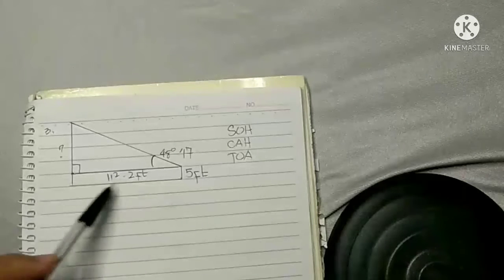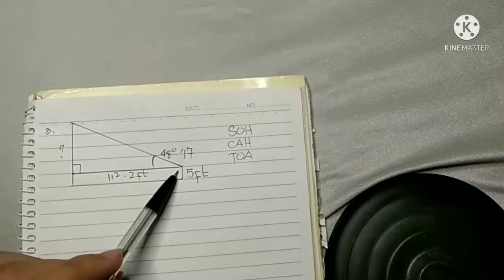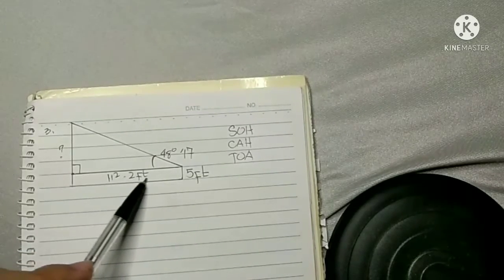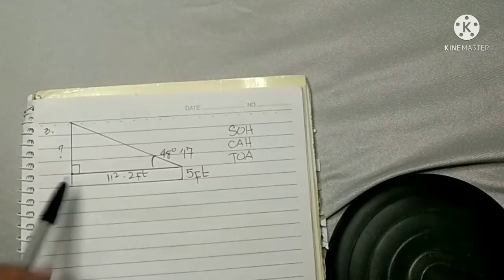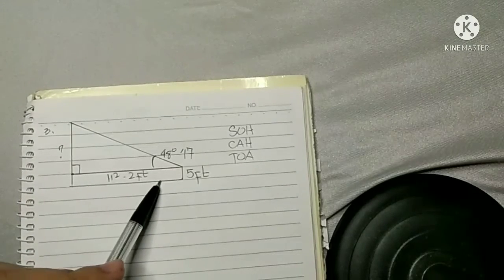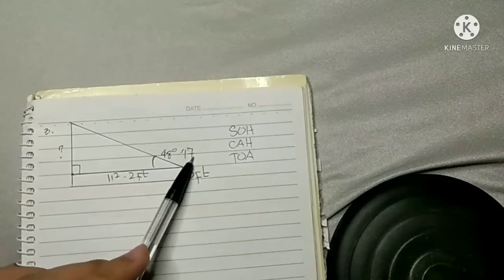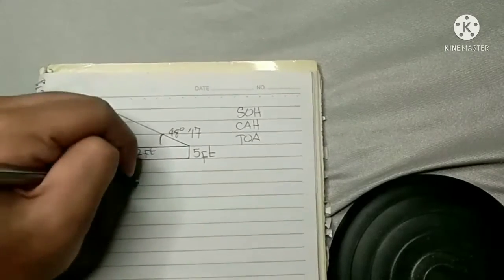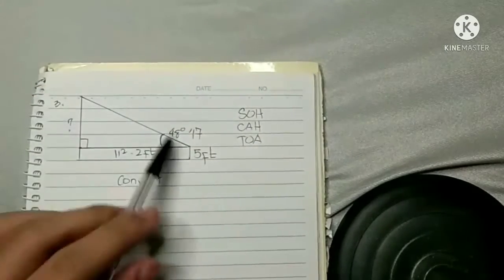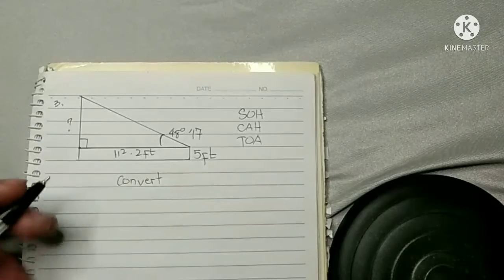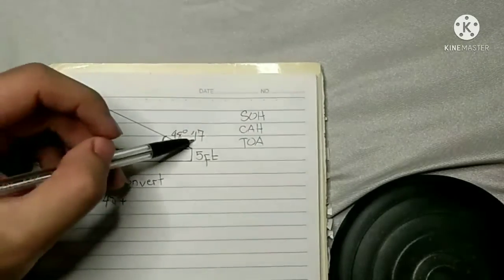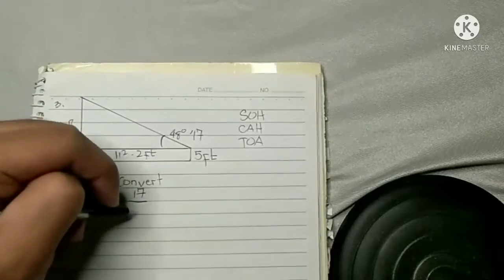To find the height of our building, we need to illustrate first. So our unknown is the height of our building, and we have our distance from the telescope, 112.2 feet, and our angle, which is 48 degrees 17 minutes. And we have 5 feet here because our telescope is 5 feet above the ground. So to solve, first we need to convert our angle, and that will be 48 plus 17 over 60.